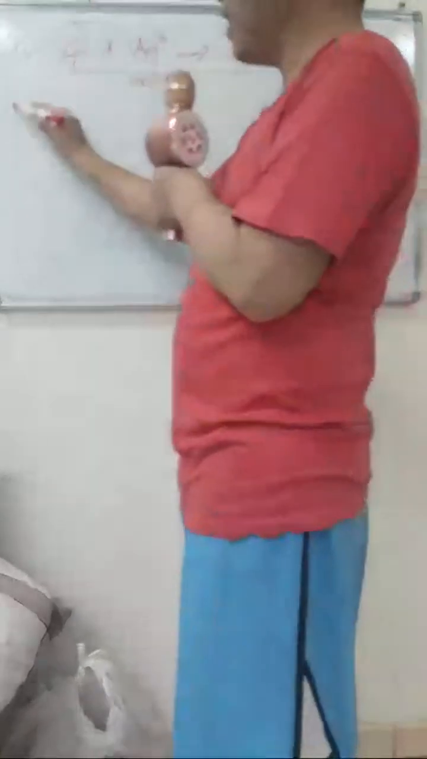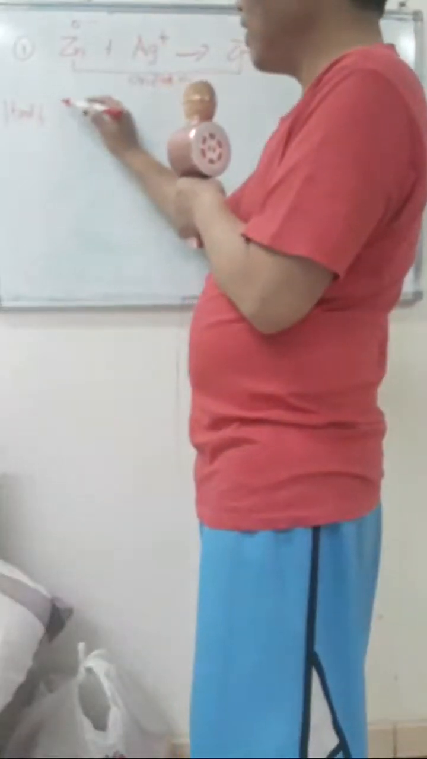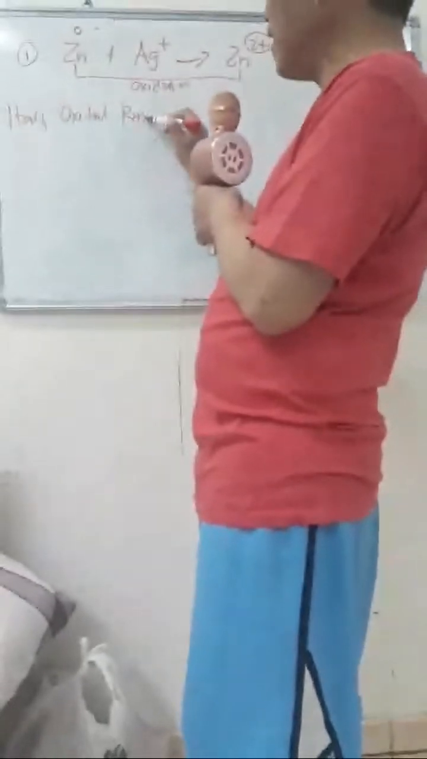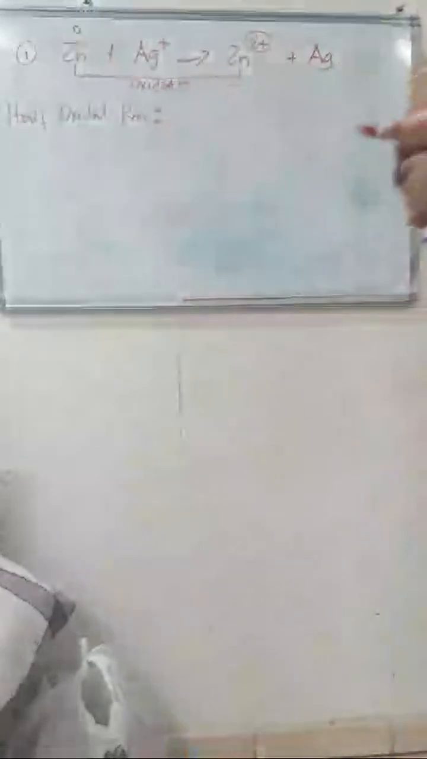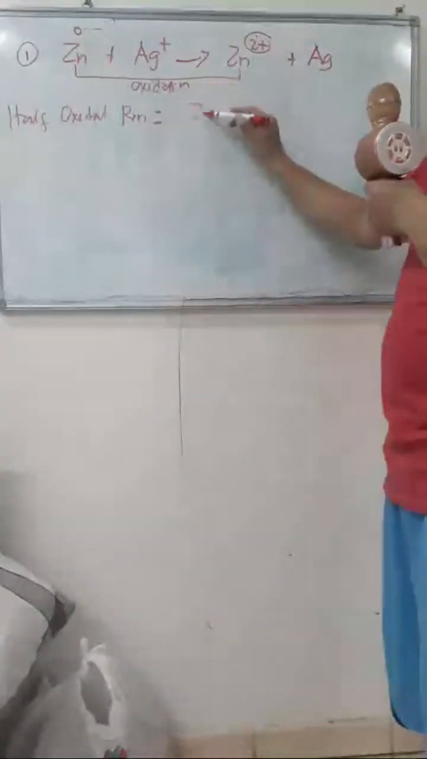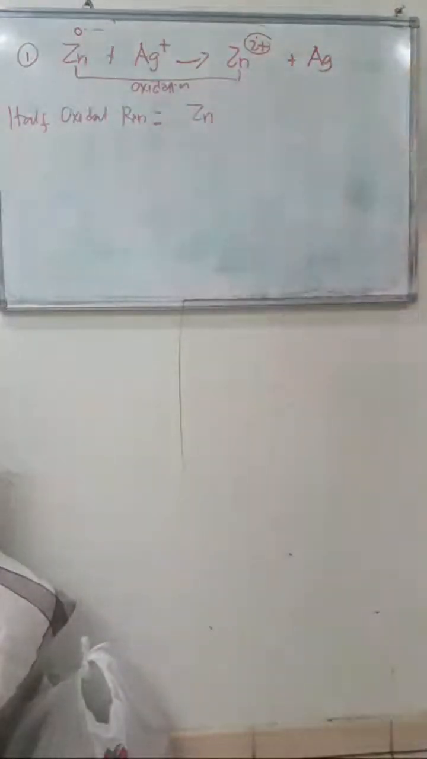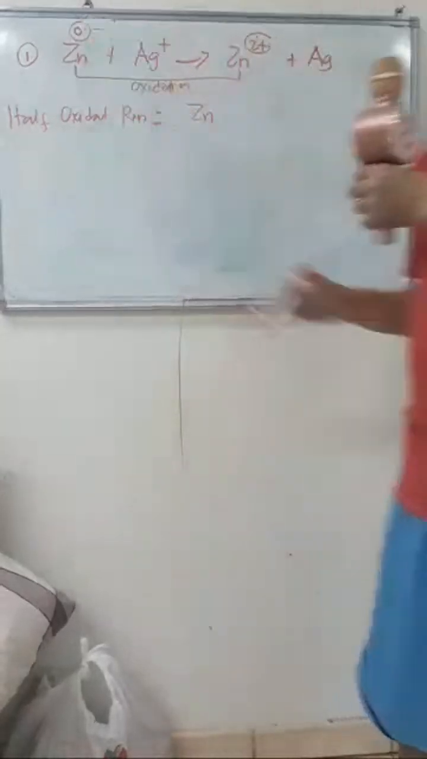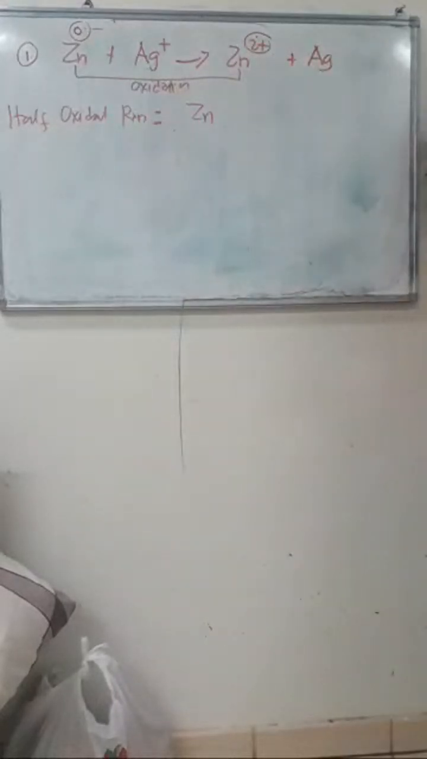Now make the half oxidation reaction immediately. Oxidation reaction, RXN, colon, zinc. When you do the half oxidation reaction, you do not need to carry the 0. Our purpose there is only to determine the oxidation and reduction. That's why we need to put the 0. But during your half oxidation reaction declaration, you don't have to write it. It's very clear.